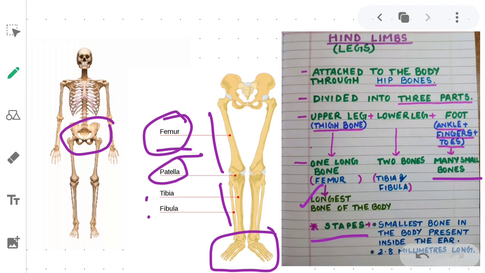So this was all about the limbs, the forelimbs and the hind limbs. In the next class, we shall discuss the functions of the skeleton.